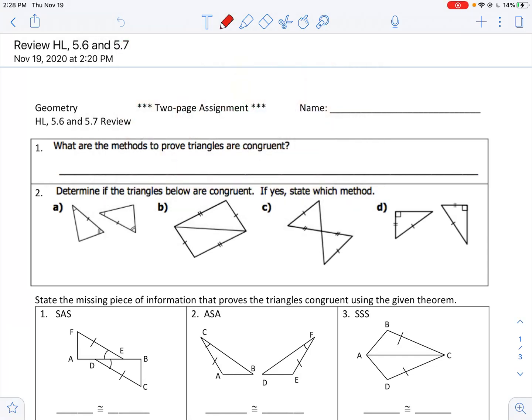Hey, good afternoon. The first thing that we need to know for our proofs quiz on Friday, the 20th, we need to know what are those methods that we have to prove triangles are congruent. There are 5 of them.